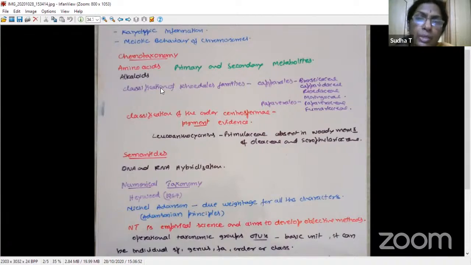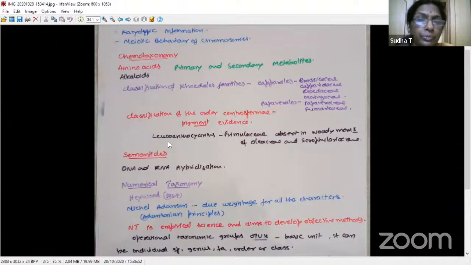Okay, so here we are talking about the classification of rhoedial families, like Capparales: Brassicaceae, Capparidaceae, Resedaceae, and Moringaceae. These all belong to the order Capparales, and the Papaverales with Papaveraceae and Fumariaceae. Based on chemotaxonomy, they found they are related. And similarly, the classification of the order Centrospermae. Here they have taken the pigments as evidence, like the betalains, flavonoids, and anthocyanin pigments, as evidence for the classification of Centrospermae.